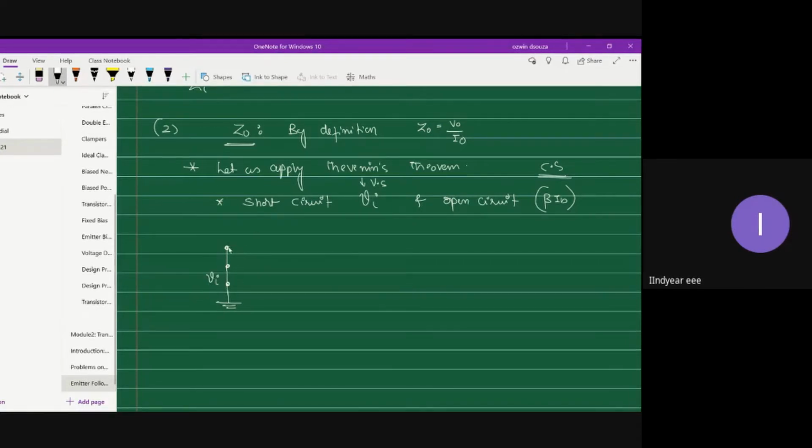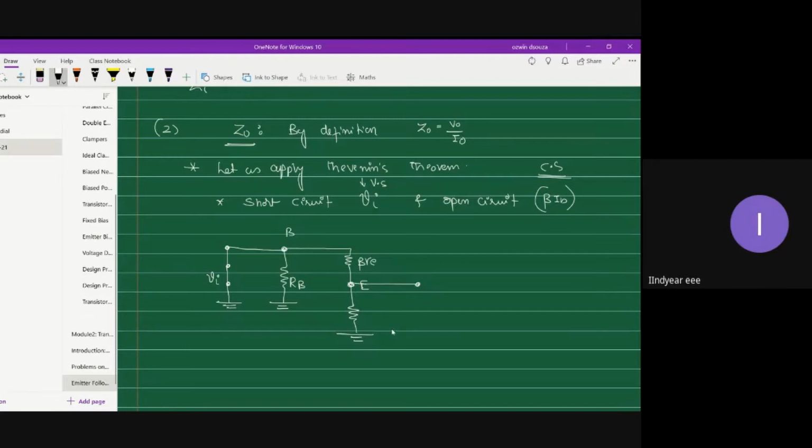What we have next is the base terminal, and between base and ground you have the base resistor, RB. Then you have your beta re, the emitter terminal, and the emitter resistor. This is where you are interested in finding out Z0. So that's my circuit.